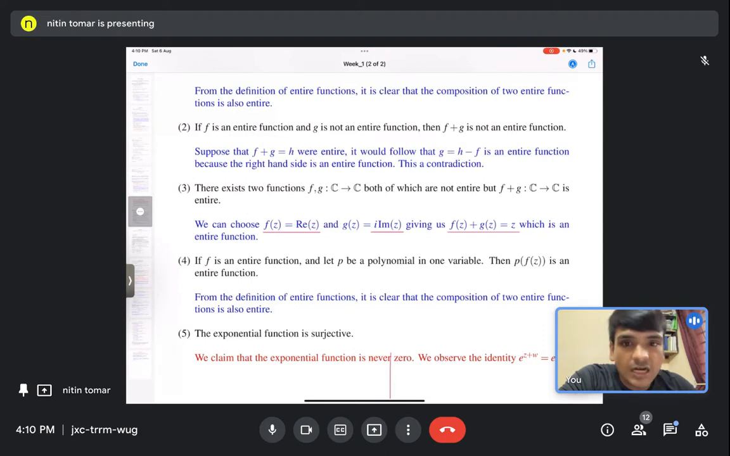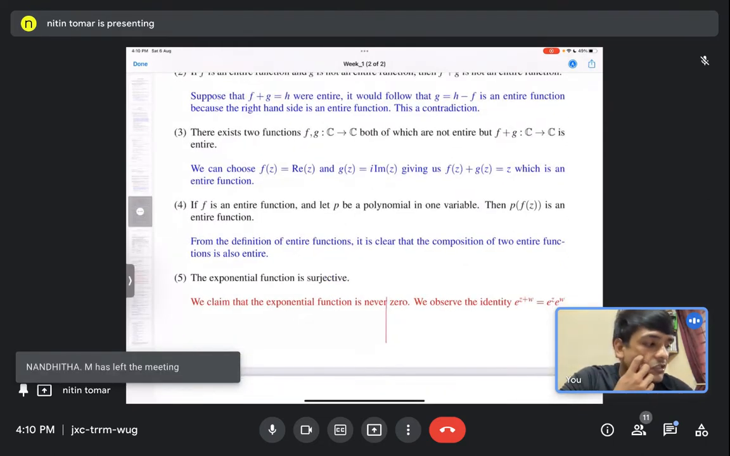So f and g are two functions which are not entire. Why is the real part of z not entire? Because it won't follow the Cauchy-Riemann equations. Or if you have learned the fact that a real-valued function cannot be holomorphic, then in that way you can also say that f is not going to be an entire function. Similarly, g is not going to be an entire function. The easy way to check that these functions are not entire is to go via the Cauchy-Riemann equations. Okay.